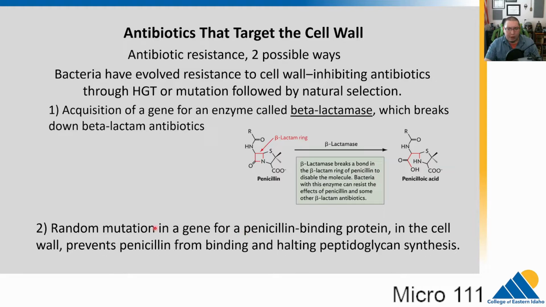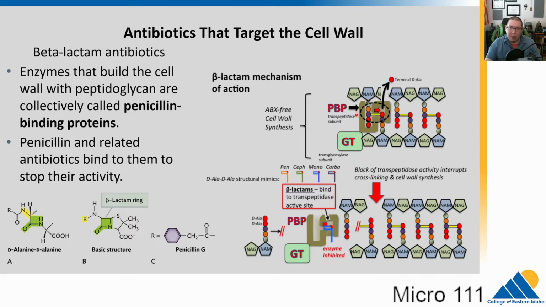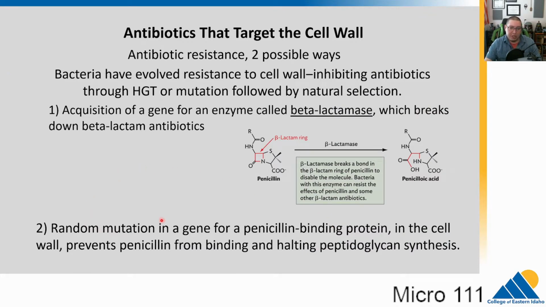The other way is for this penicillin binding protein. If it had mutations in it that allowed it to still function but prevented the penicillin from entering it, then it would now be resistant to penicillin. So random mutations in the gene for the penicillin binding protein could prevent penicillin from getting in there and halting peptidoglycan synthesis. Those are two ways that resistance could evolve.